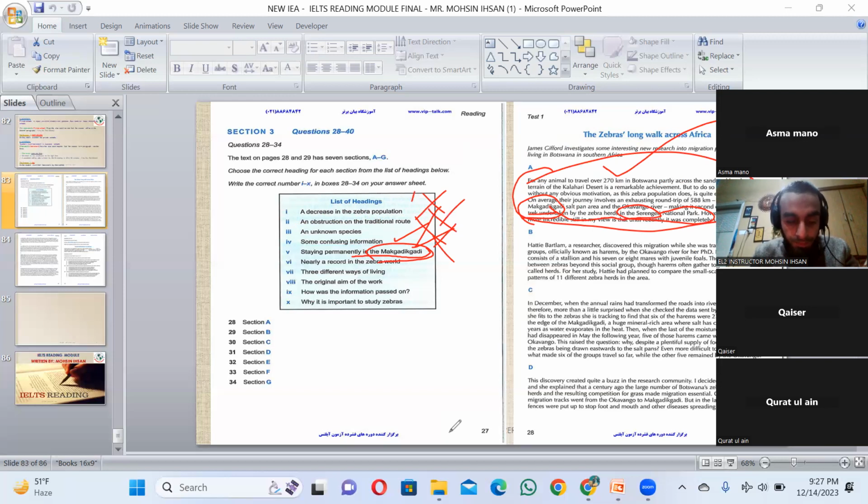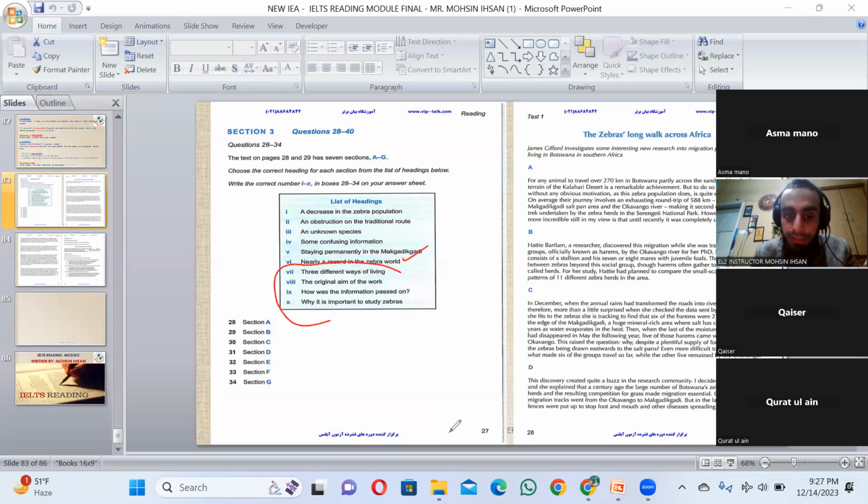Next, nearly a record in the zebra world. Just wait for a while. Now, when you are sure that this heading is matching, also try to read more, right? Three different ways of living: not discussed, excluded. The original aim of the work: not discussed. How was the information passed on: not discussed. Why is it important to study zebras: not discussed, right?